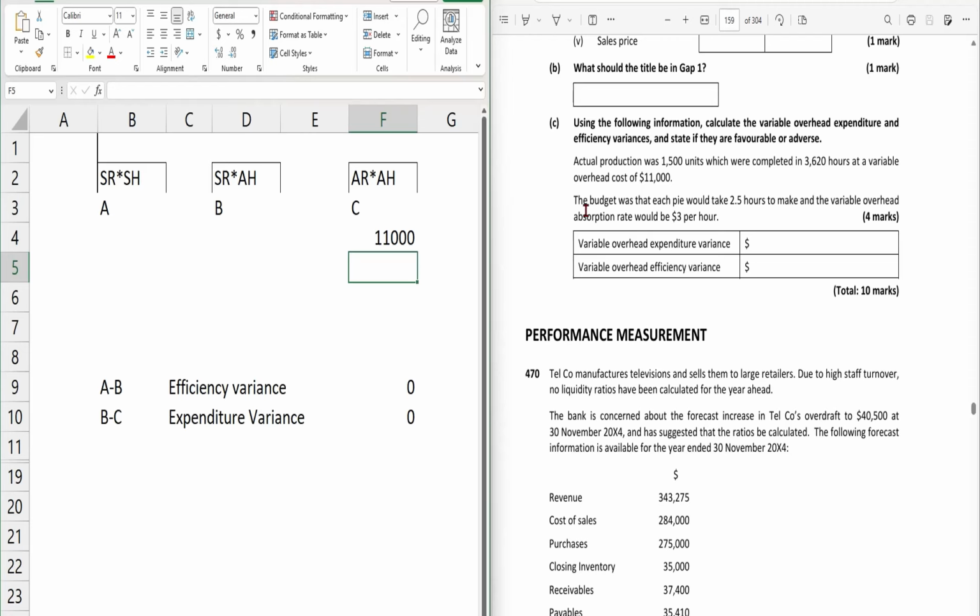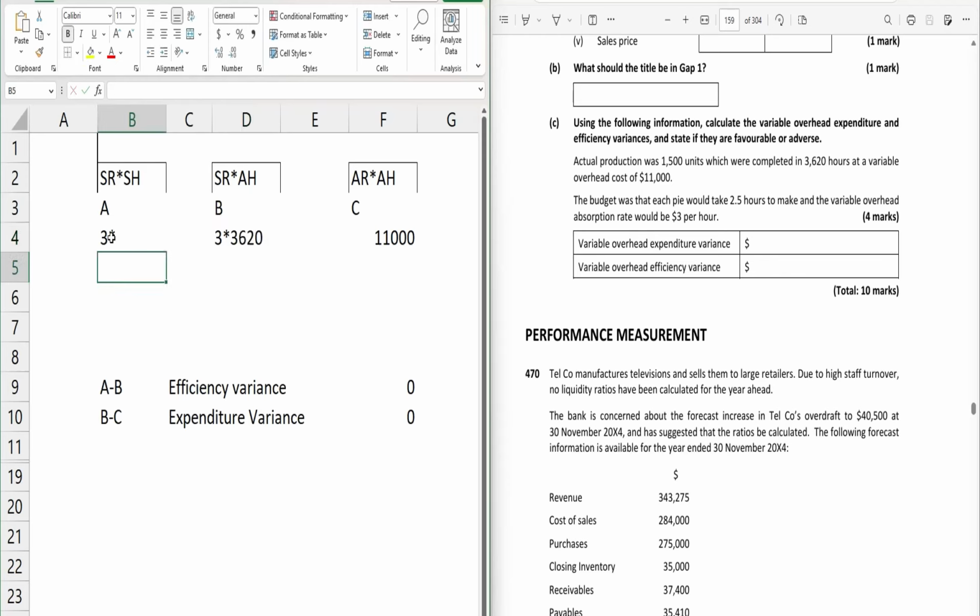Now the budget was that each pie takes 2.5 hours. That means according to the budget, one unit of pie needs 2.5 hours to make, and the variable overhead absorption rate would be 3 per hour. See, this 3 per hour is your standard cost per hour. So 3. Now again here 3 into... Okay, so AH is the actual hours, which is given, 3620.